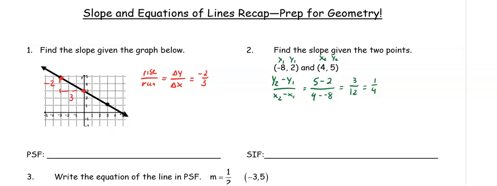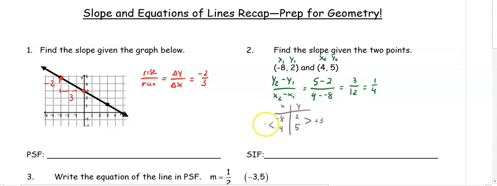If we do this as a table, we would have our x's and our y's. So our x's are negative 8 and 4. Our y's are 2 and 5. To get from 2 to 5, we add 3. To get from negative 8 to 4, we add 12. So our slope is 3 over 12, which reduces to 1/4. So either method is going to get you the same slope at the end.